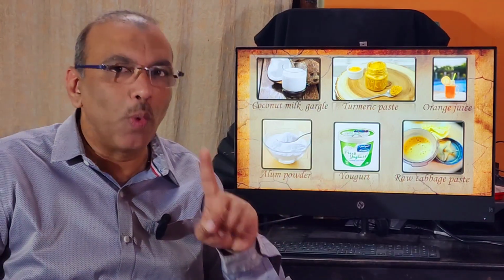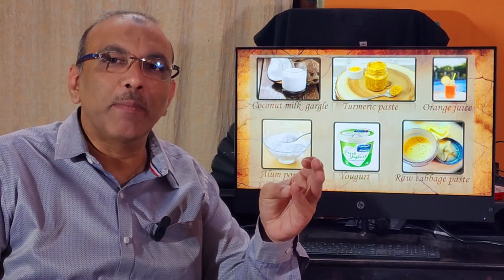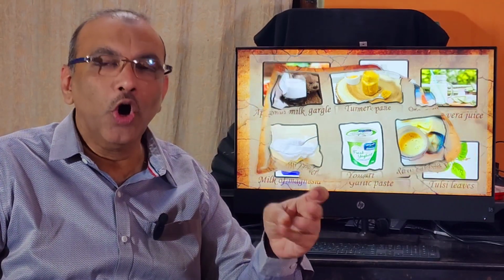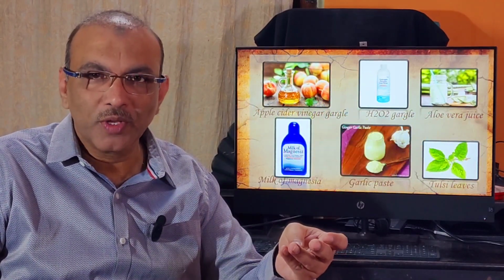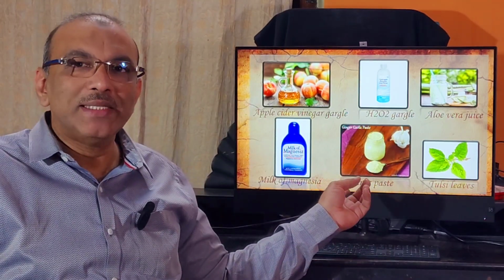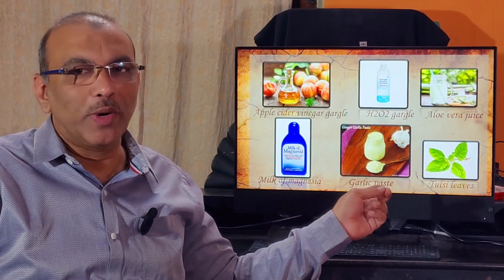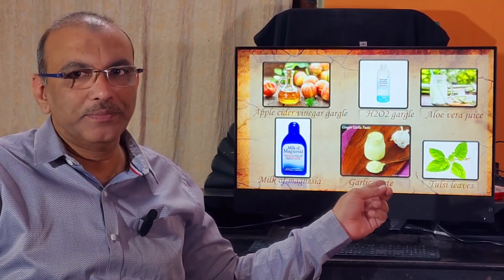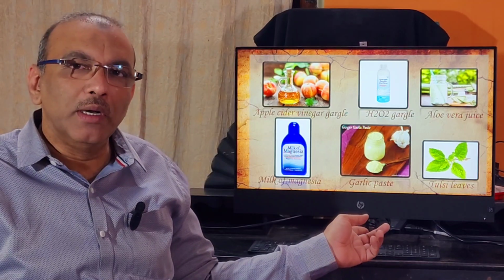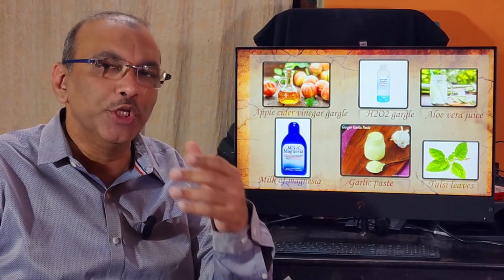Yogurt per day at least once, it is good. Likewise, cabbage, either you can apply a paste, or you can make a juice, or you can do gargle. Now if you are using apple cider vinegar or hydrogen peroxide, you need to dilute it 1:1 for gargling. Then you have milk of magnesia, which you can apply as a paste, leave it for 5 or 10 minutes, and you do saline gargle.